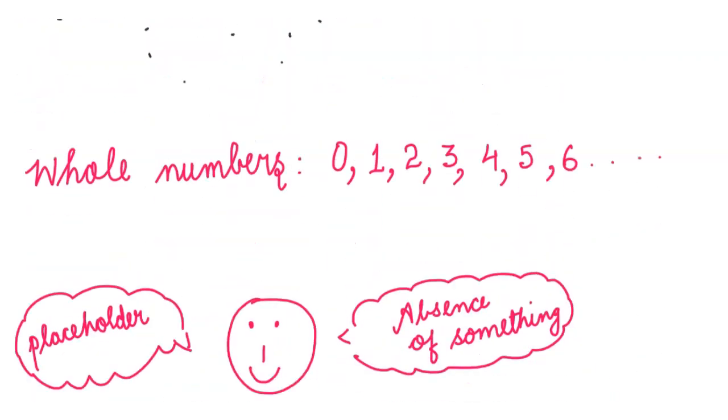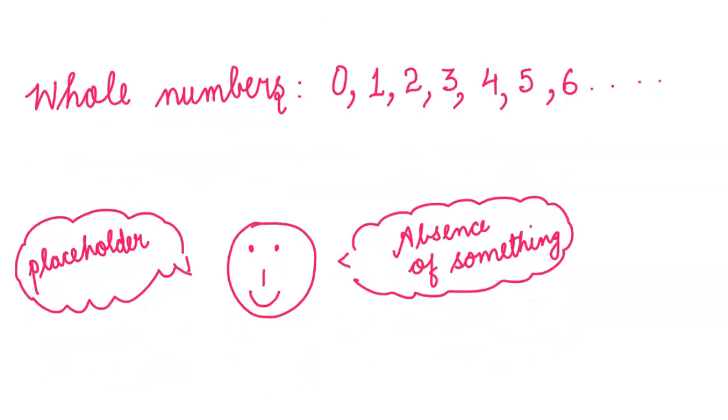When we wanted another number, like to show the absence of something, when something is not there, how to denote it? We invented a number, and that number is 0. So we got another set of numbers known as whole numbers, when we added the number 0 to the set of natural numbers. So we got 0, 1, 2, 3, 4, 5, 6 and so on. They never end, but they start with 0. 0 shows the absence of something.